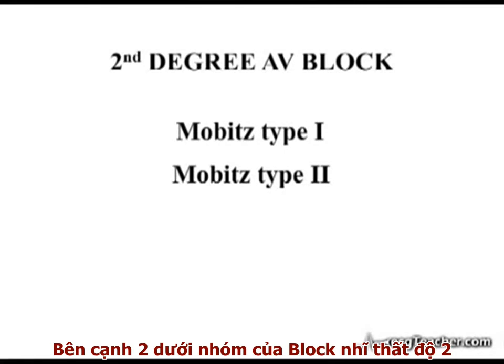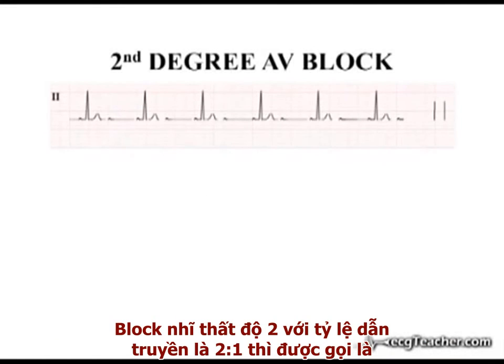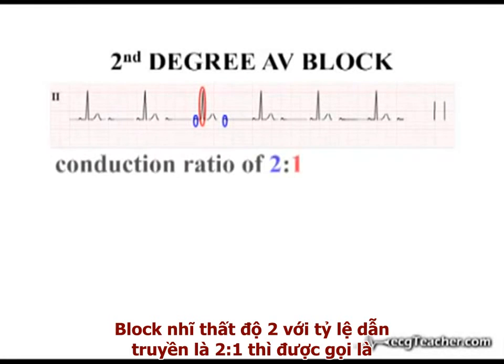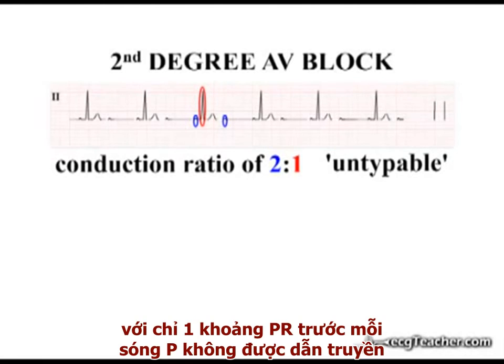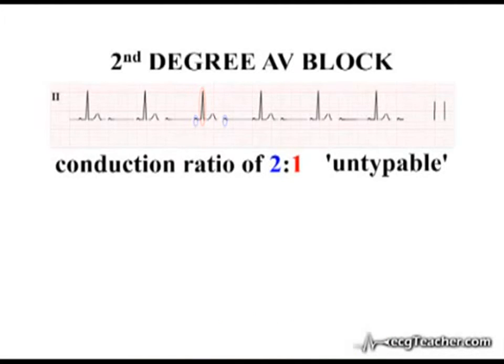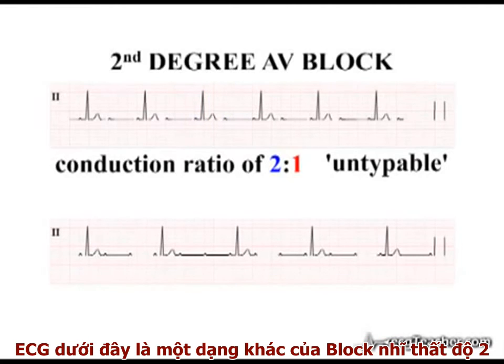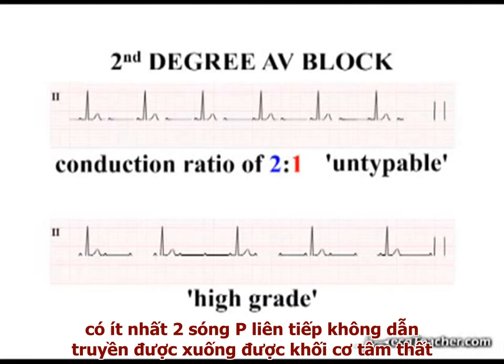In addition to the major subdivisions of second degree AV block, two further variants are also recognized. Second degree AV block with a conduction ratio of 2:1 is termed untypable. With only one PR interval before each non-conducted P wave, there is no way of knowing if this is Mobitz type 1 or type 2. This rhythm strip shows another variant of second degree AV block. High-grade second degree AV block exists when at least two consecutive P waves fail to conduct to the ventricular myocardium.